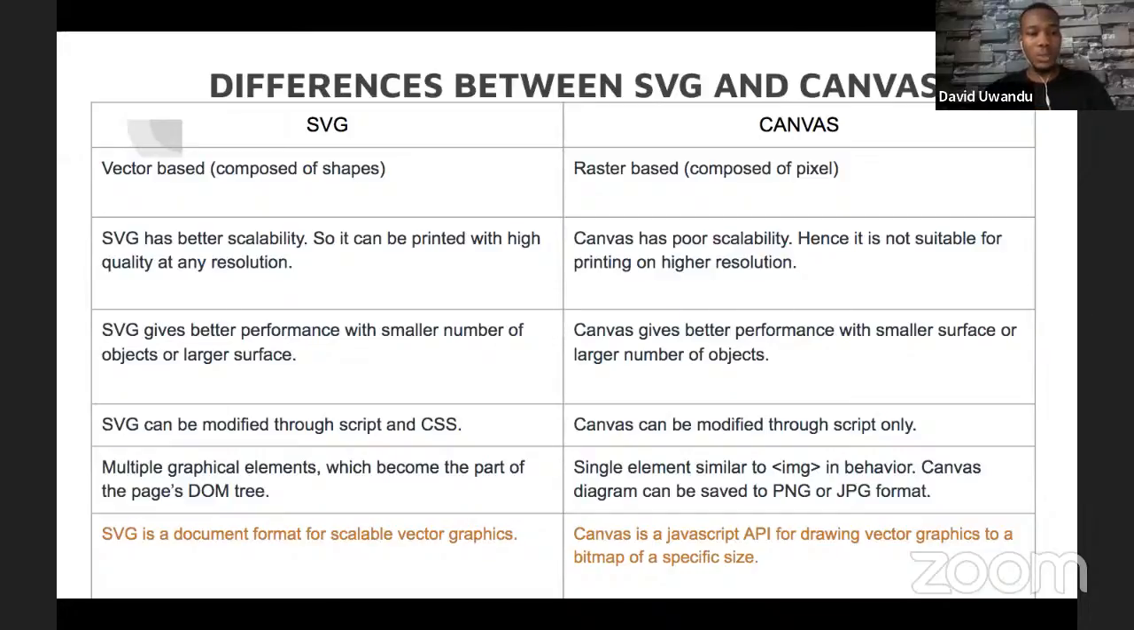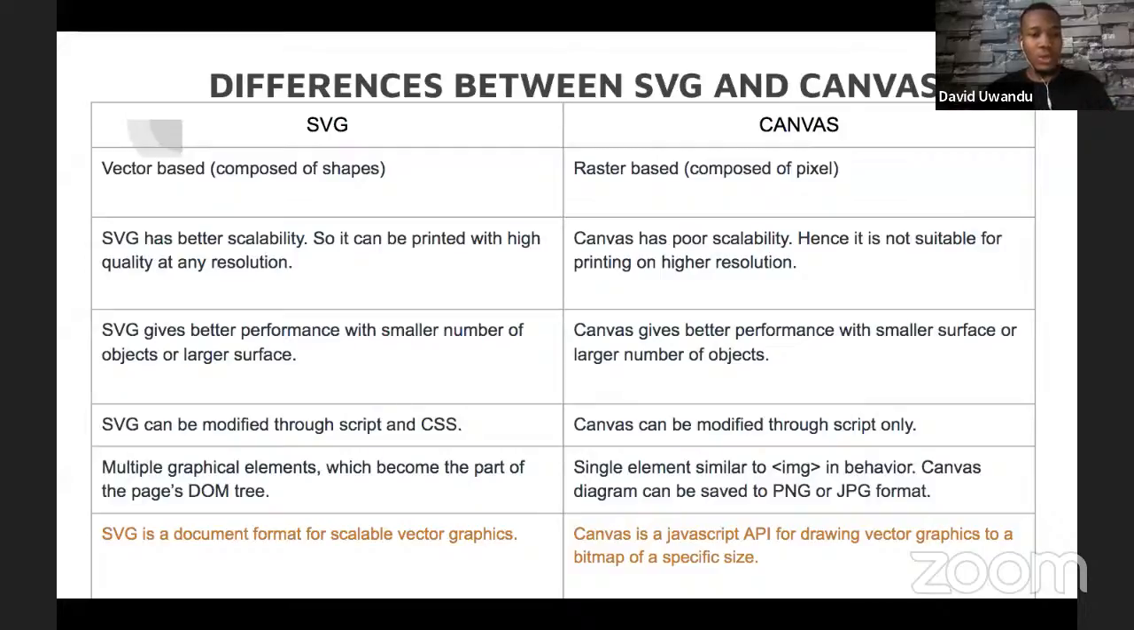Then for the SVG, we have multiple graphical elements which become part of the page's DOM tree. But for the Canvas, it's just a single element, and it is similar to the image element in behavior. So at the end of the day, you have a PNG or a JPEG format for the Canvas image.